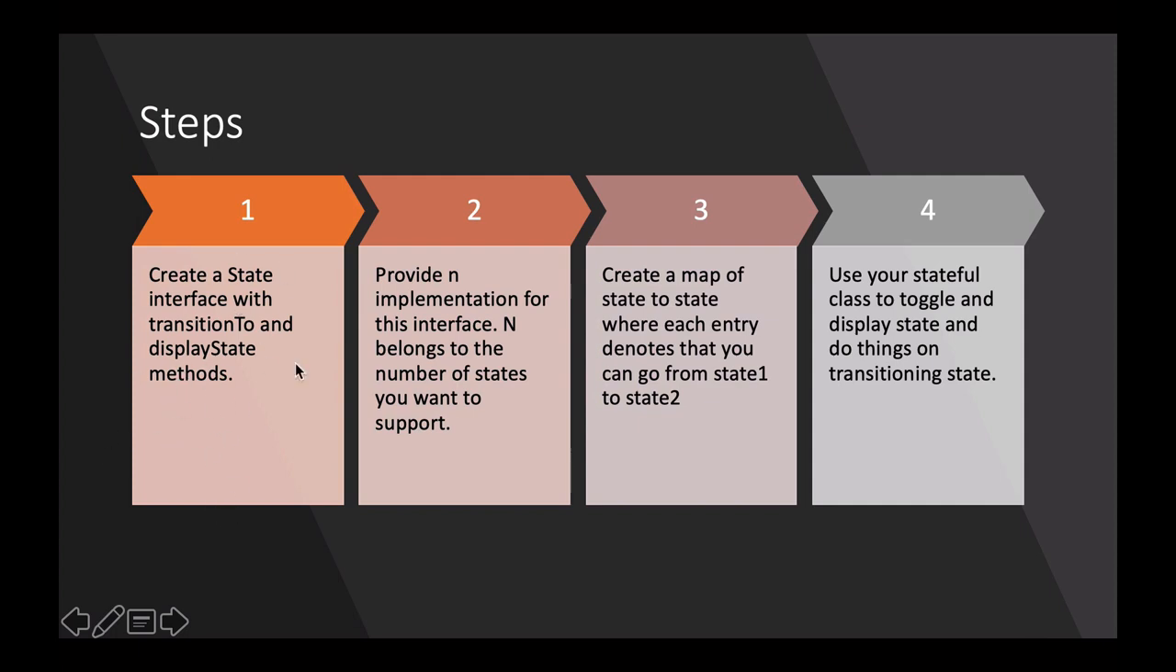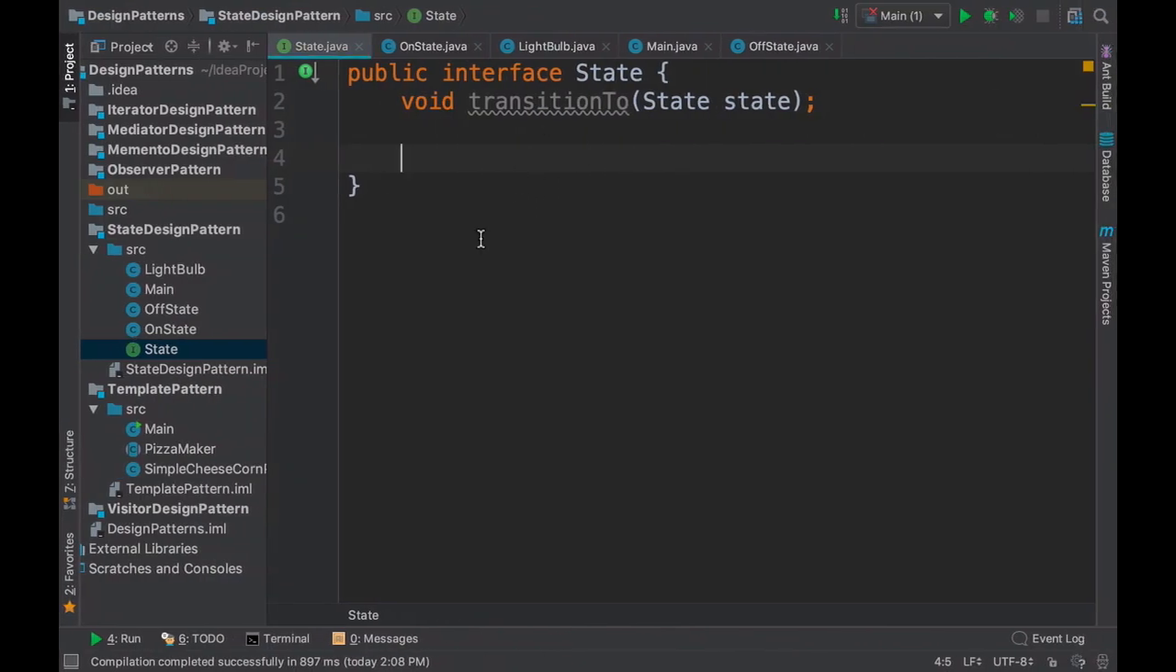You can extend this state interface to a number of methods you want to support. For the sake of simplicity, I'll be sticking to two now. So the second method is display state. Let's also define it here. And that's it. This is our state interface. Now we'll go ahead and create multiple different states out of this state interface.